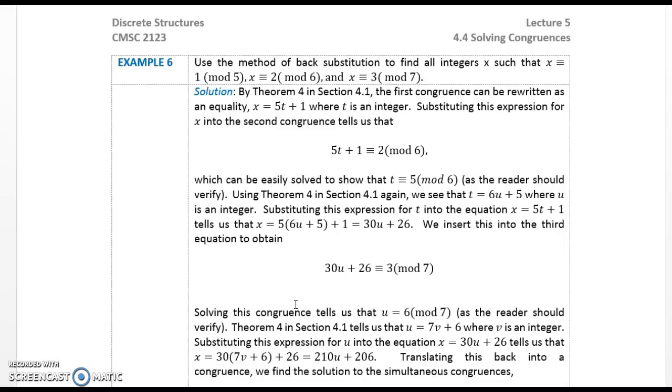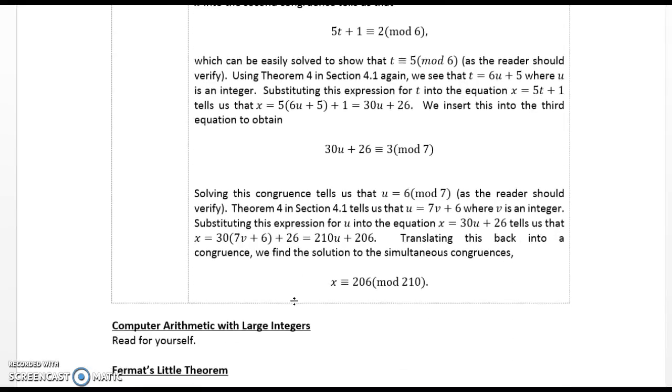Using theorem 4 in section 4.1 again, we see that t is equal to 6u plus 5, where u is an integer. Substituting this expression for t into the equation x equal 5t plus 1 tells us that x is equal to 5 times the quantity 6u plus 5, plus 1, which is really equal to 30 times u plus 26. We insert this into the third congruence to obtain 30u plus 26 is congruent to 3 mod 7. Solving this congruence tells us that u is congruent to 6 mod 7, as the reader should verify.